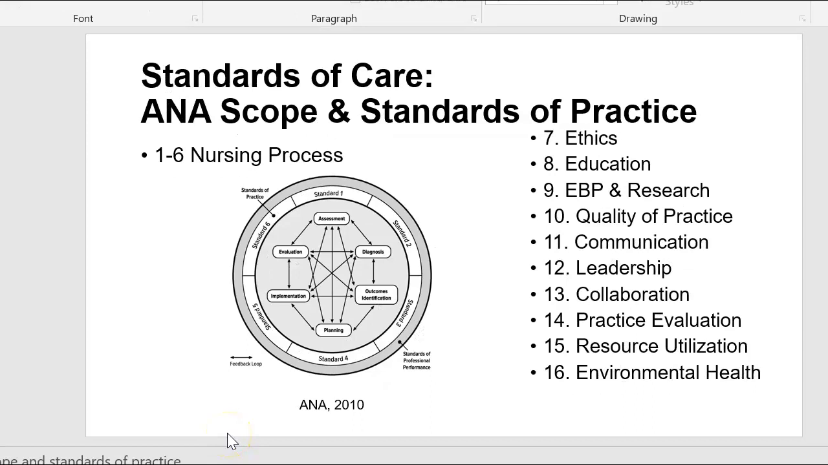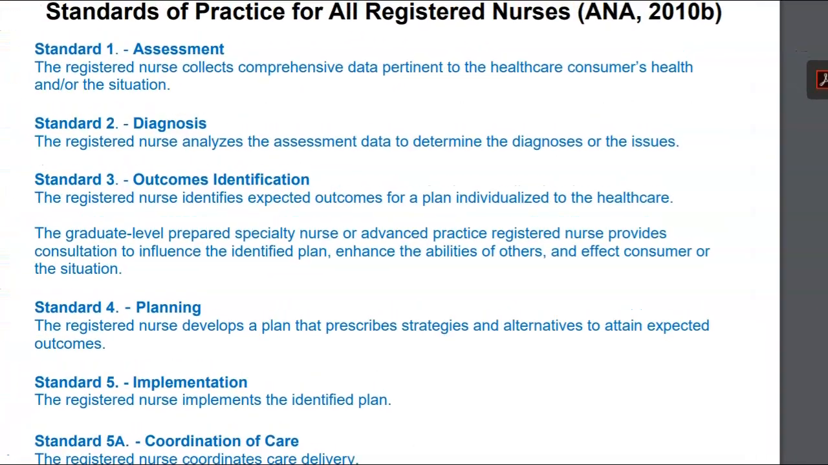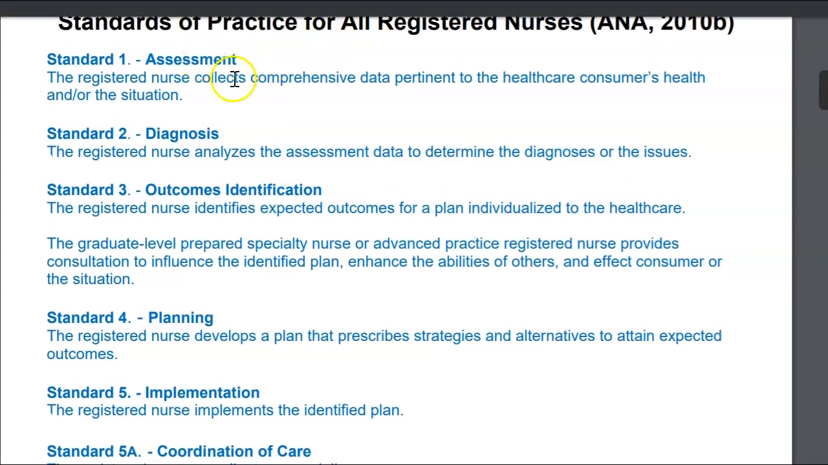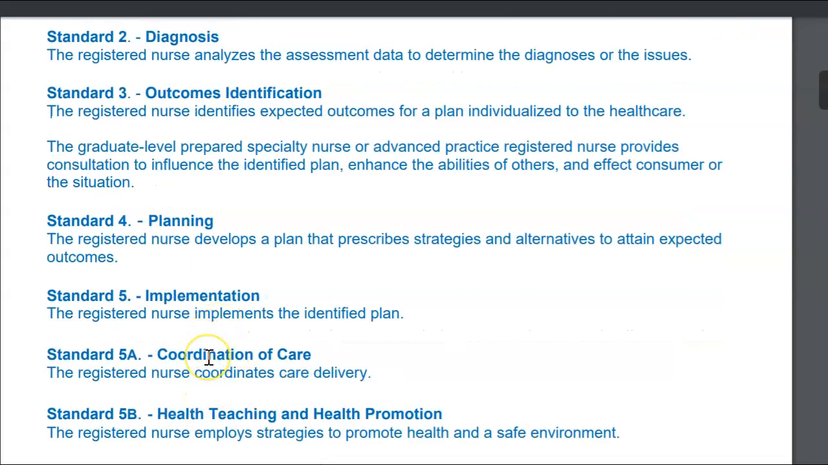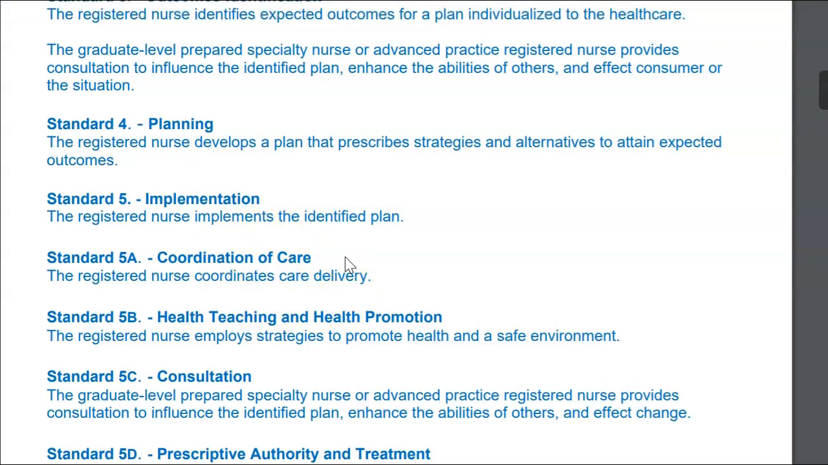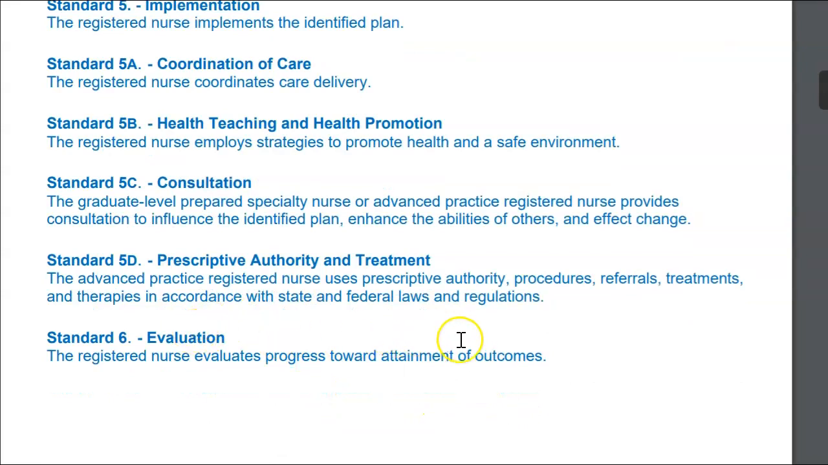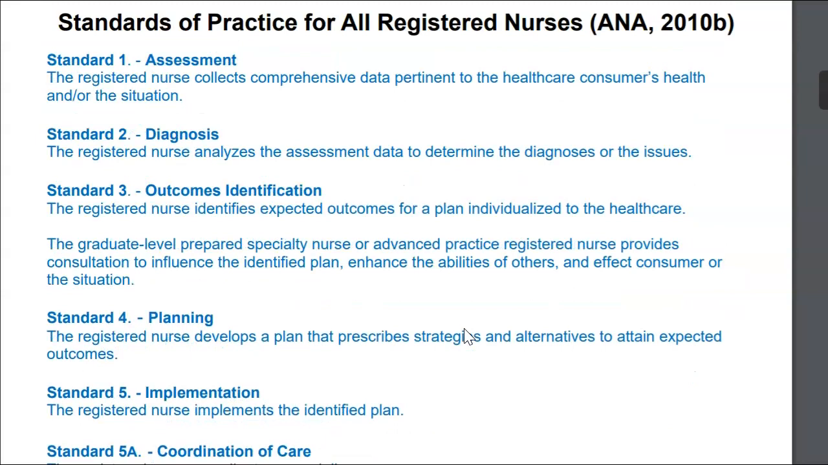So briefly going over the American Nurses Association scope and standards of practice, the first 6 are really the nursing process. And I'm going to switch screens here because I actually have them called up. These are the first few standards of practice for all registered nurses: assessment, nursing diagnosis, outcomes identification, planning, implementation. Part of that is coordination of care, and so remember that nurses are the one specialty that knows what everybody else is doing. Then health teaching and health promotion, consultation as needed, prescriptive authority and treatment, so that's for advanced practice nurses like nurse practitioners, DNPs, and then evaluation. So we really see those first 6 standards as the nursing process.